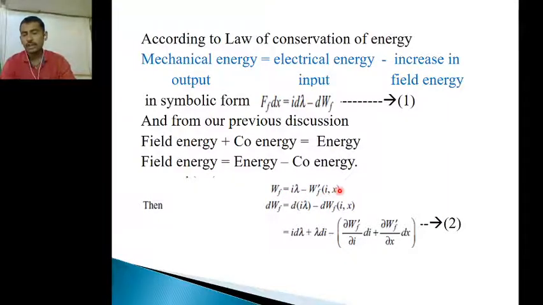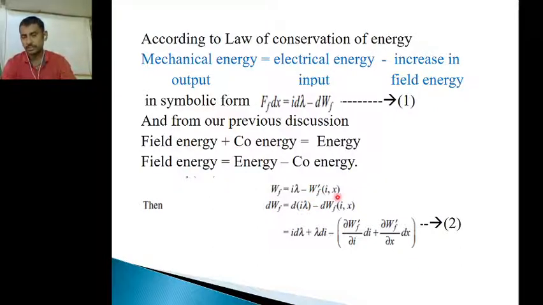Here the field energy or co-energy can be represented in two ways: by considering I comma x as the variables, and by considering I comma lambda as the variables. So we go for the first condition, considering I comma x as the variables. Then what is our dWf? dWf means the derivative of the above equation, so the derivative of Wf is equal to the derivative of lambda I minus the derivative of W dash f of I comma x.